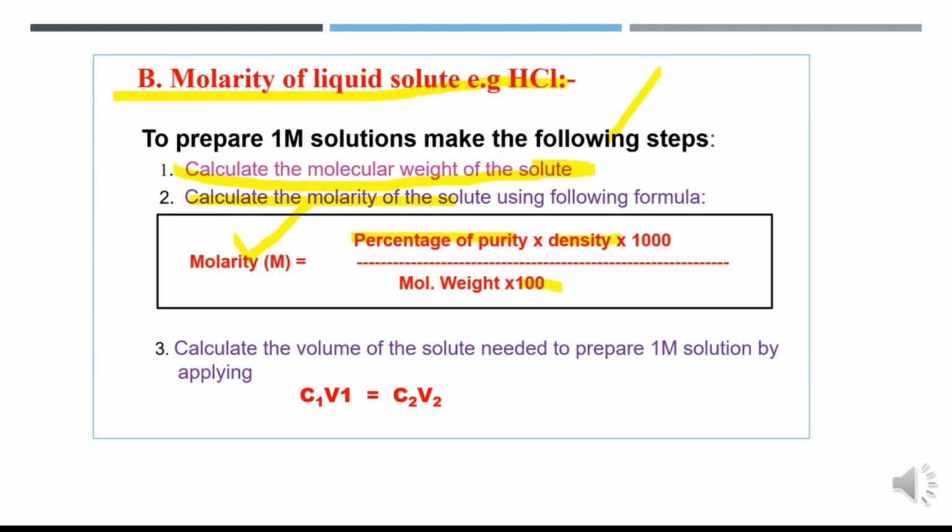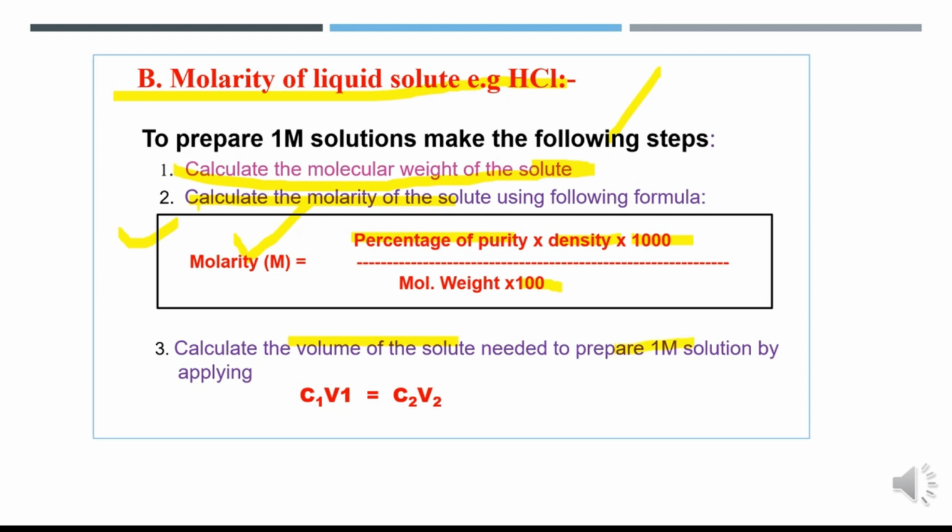And density is always mentioned as specific gravity on your bottle, and 1000 is for the 1 molar solution in 1 liter, divided by molecular weight. So after calculating the molarity of your bottle, you will calculate the volume of the solute required for preparation of the required concentration. For example, a 1 molar solution.